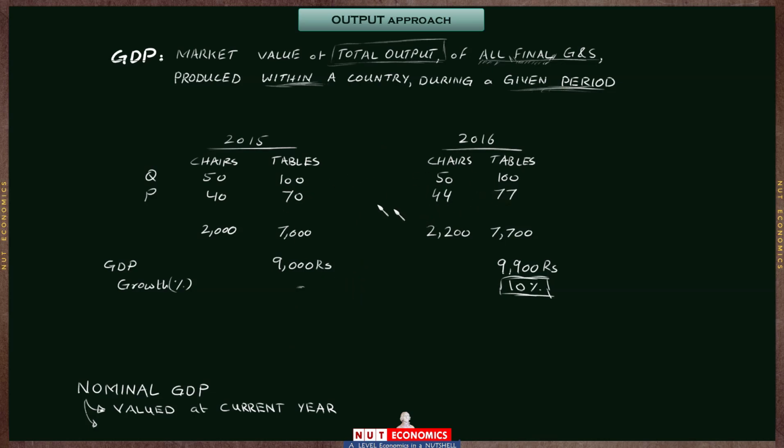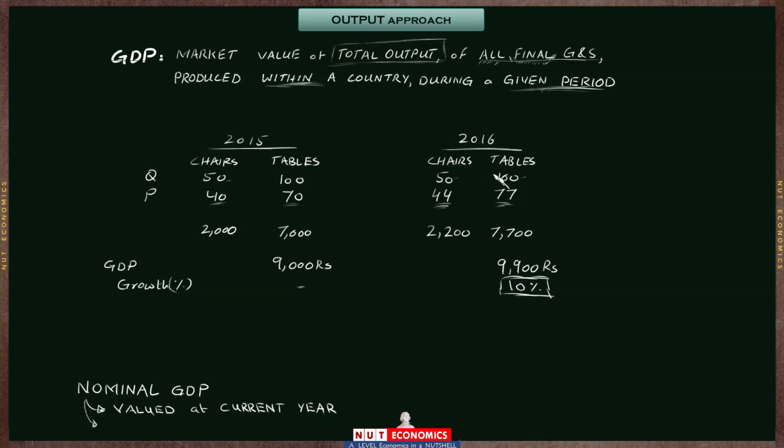which is happening over here in the numbers we have assumed. In 2015, you produce 50 chairs and 100 tables. In 2016, you produce exactly the same amount of both goods. So your total output has not increased. But prices in 2015 were 40 and 70. In 2016, they are 44 and 77.